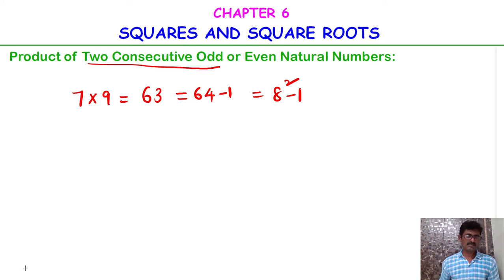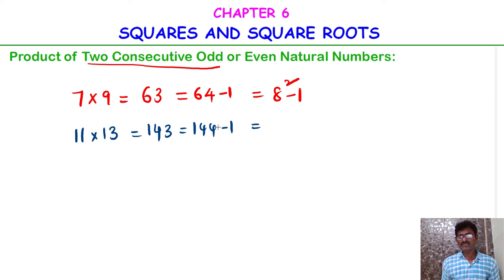Let us take one more example. Suppose if I take 11 times 13. 11 times 13 is 143. This can be written as 144 minus 1. 144 is square of what? That is square of 12. So 12 square minus 1.